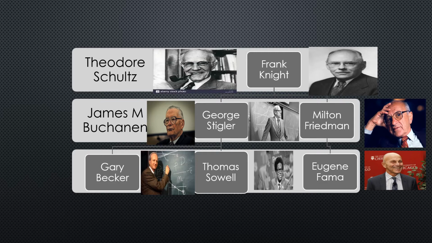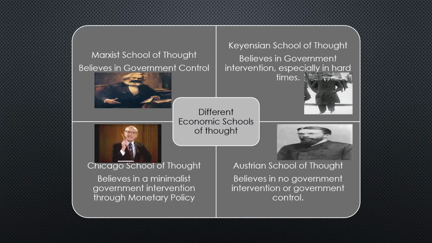In my presentation of the Chicago School of Thought, I would like to contrast it with other famous economic schools of thinking, such as the Marxist school, which believes in government control, the Keynesians, who believe in government intervention, especially through economic downturns, as well as the Chicago School of Thought, who believes in a minimalist government approach, where government involvement should only be facilitated through monetary policy, and the Austrian economists who believe in no government intervention. A laissez-faire approach that French philosophers such as François Quesnay would like.